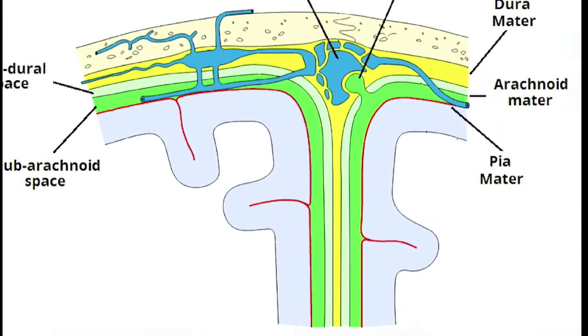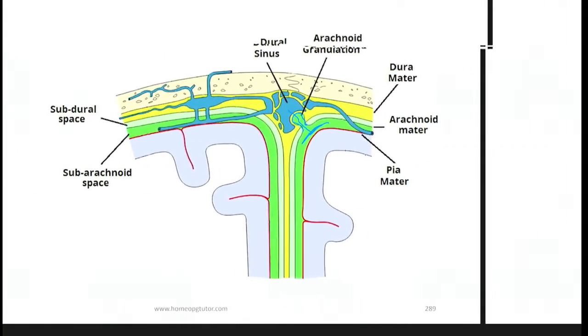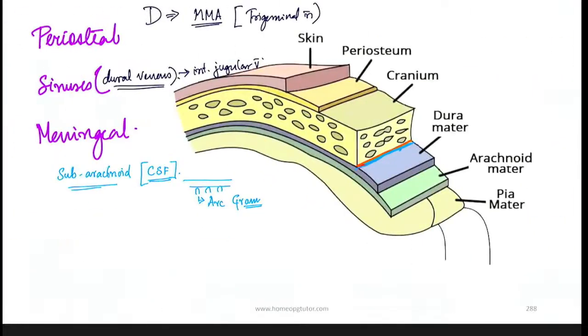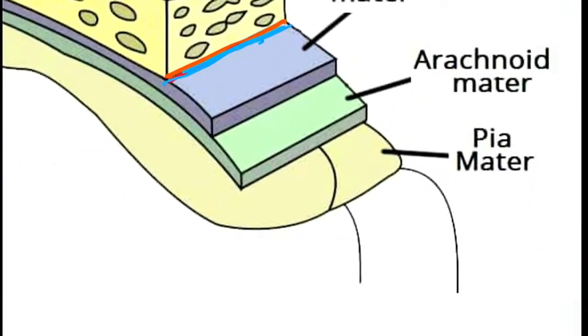You can see this particular finger-like projection, they are the arachnoid granulation. So with the help of this, remember, imagine the green one is the CSF, they are going to enter into the dural sinus and then come into the circulation again. Okay. So with that, we finish the arachnoid mater. Last one, we talk about the pia mater.